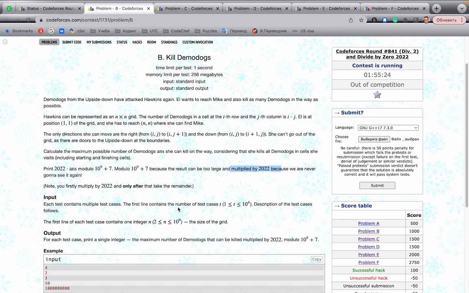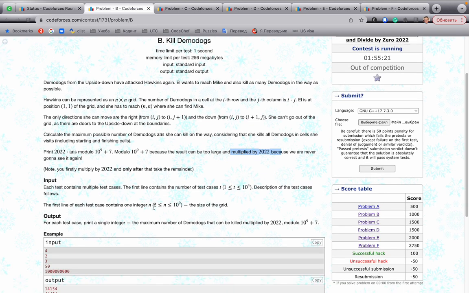So in problem B, we have a grid of size n by n, and in the cell ij we have the product of i and j, and we have to choose the path from cell 1 to cell n, only going right and down, and we want to maximize the sum of the numbers we visit.